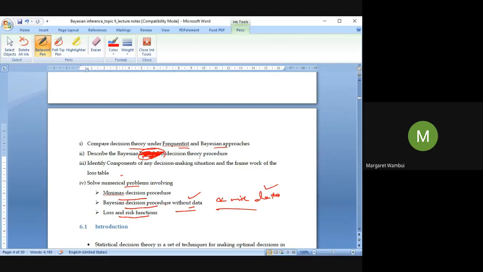And of course, under the loss and risk functions, we also look at the risk probabilities and the Bayes risk. There's something we call the Bayes risk here, and the Bayes action.